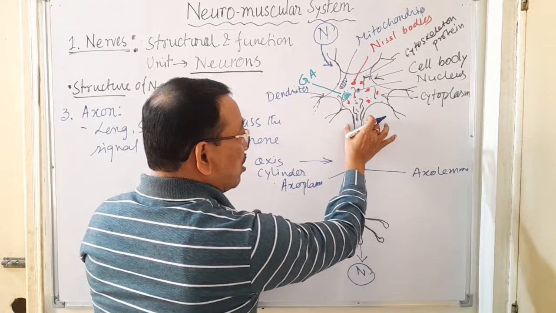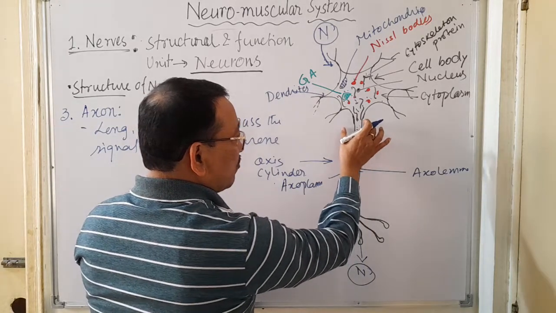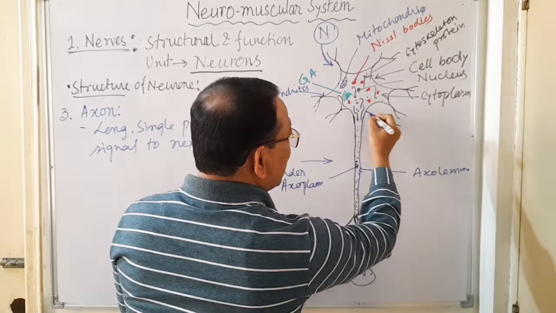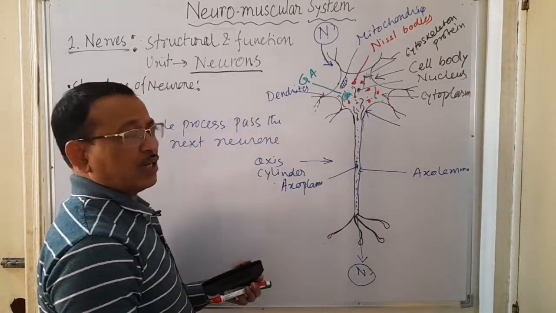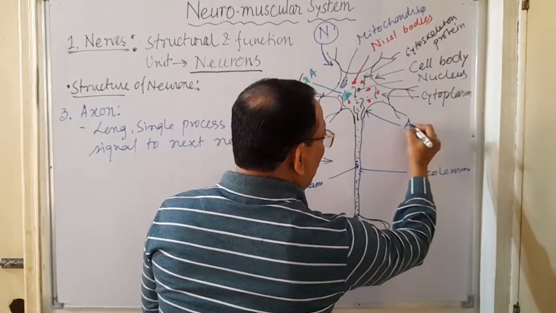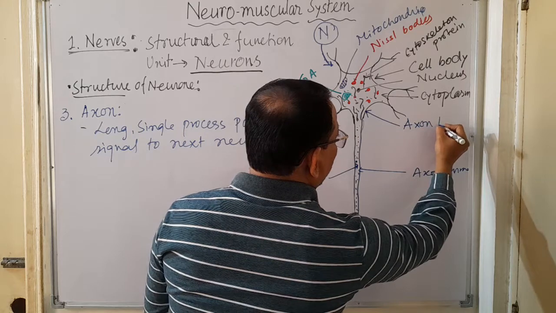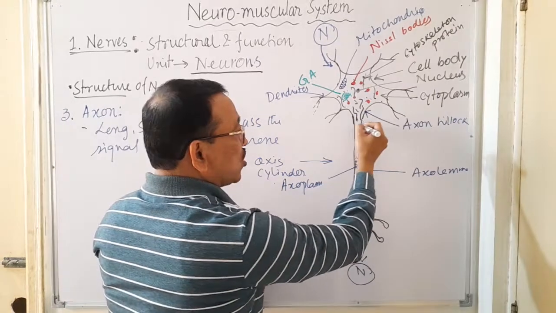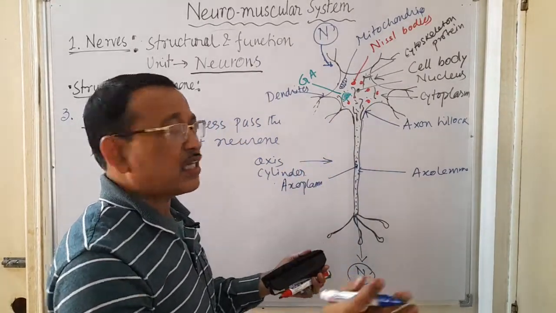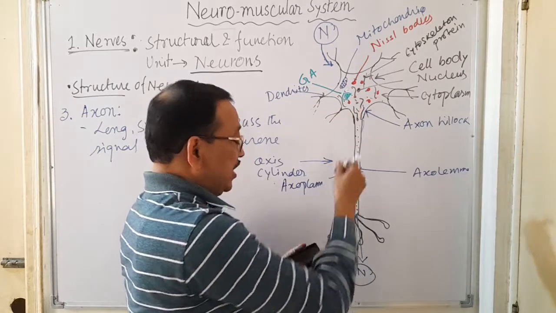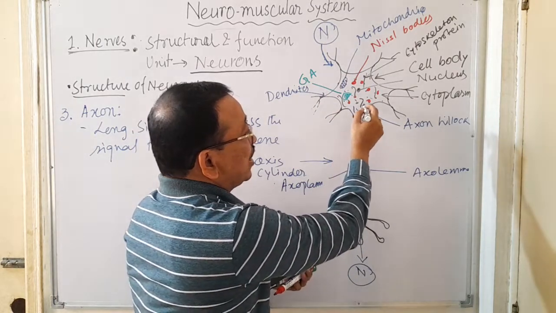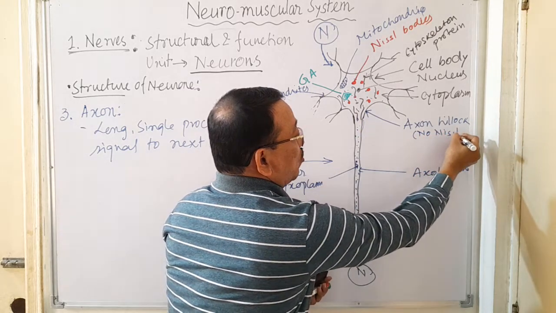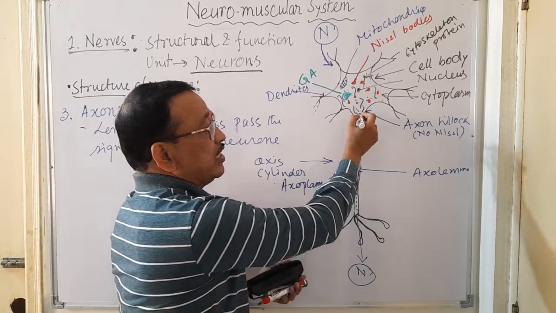And the part of the axon which originates from the cell body, the connection of the axon with the cell body, is known as the axon hillock. Now the axon hillock is basically part of the cell body, but it is devoid of any Nissl bodies. So no Nissl granules are there in the axon hillock.